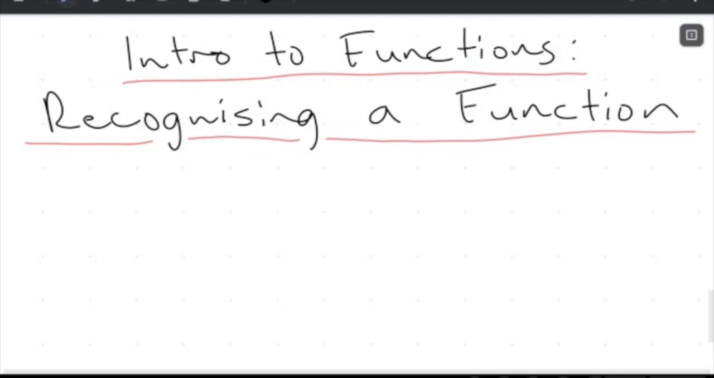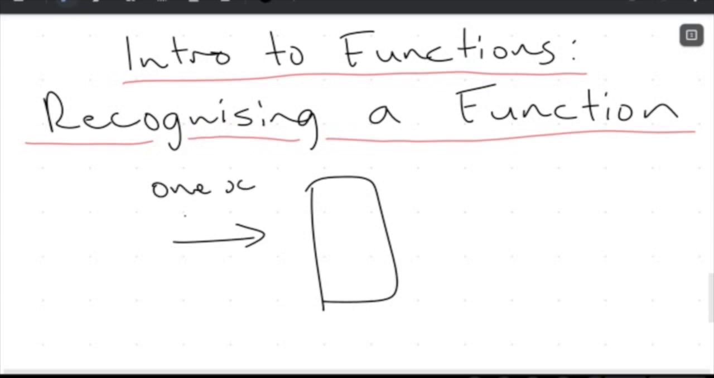Now, we looked in the previous video at this idea of recognizing what a function is. And we did this through visual means via our graphs, and we looked at some important concepts and ways that we can distinguish a function from just any normal relation. This was the idea of the vertical line test and this idea of putting one x value in and getting one y value out.